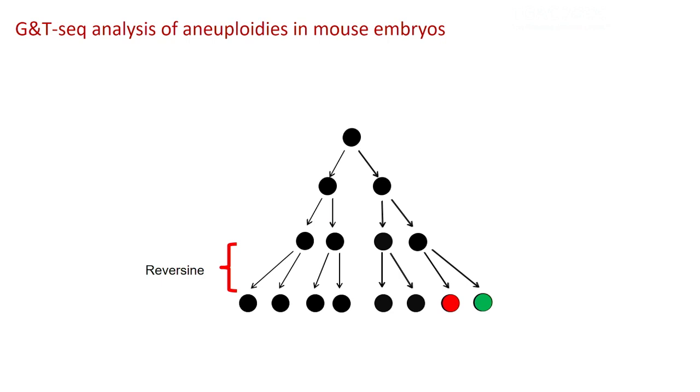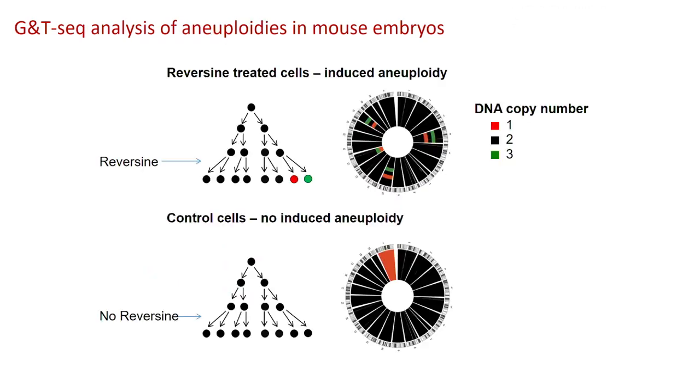And with Magdalena Zernicka-Goetz in Cambridge, we started looking at treating 4-cell stage mouse embryos with a compound called reversine that causes chromosomal missegregation. We anticipated that if we treat the embryos at the 4-cell stage with this, we'd start to see cells within the daughter cells at the 8-cell stage with chromosome copy number gains and chromosome copy number losses. And hopefully they'd be reciprocal, because that would make sense. And that's exactly what we saw. So in the reversine-treated embryos at the 8-cell stage, this is just a circularized heat map, just like the previous one, where red means a copy number loss and green means a copy number gain.